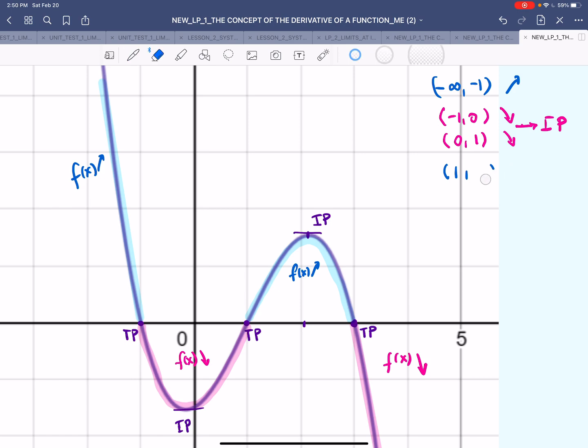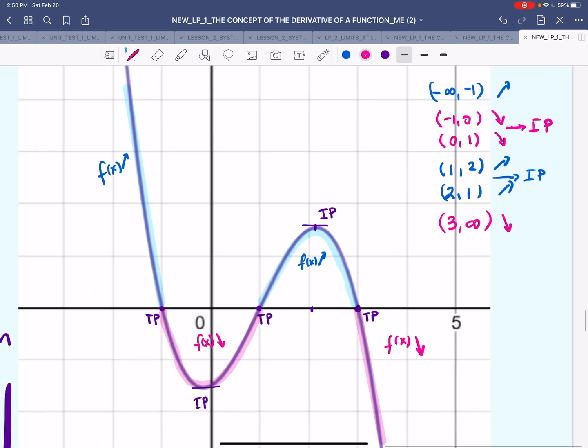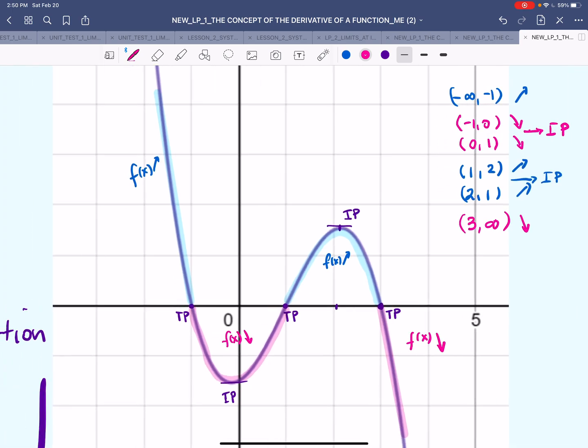It's better to separate. So from 1 to 2 will be increasing. From 2 to 3, still increasing, but with an inflection point in between. And last but not least, from 3 to infinity, this function will be decreasing. So let's try to sketch a curve with all these conditions.